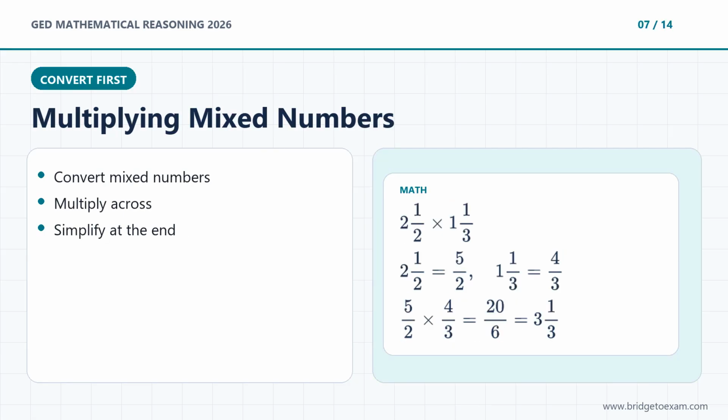For mixed numbers, do not multiply the whole number separately. Convert each mixed number into an improper fraction first, then multiply straight across and simplify the final answer.